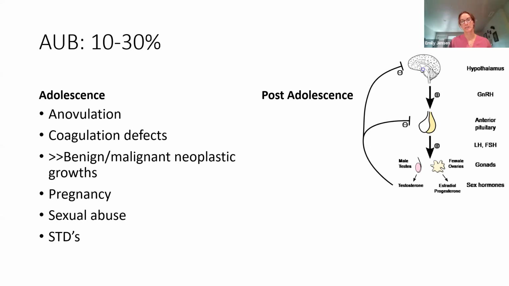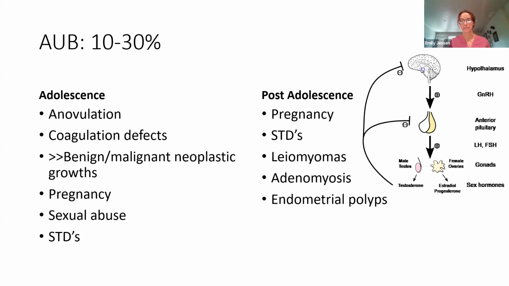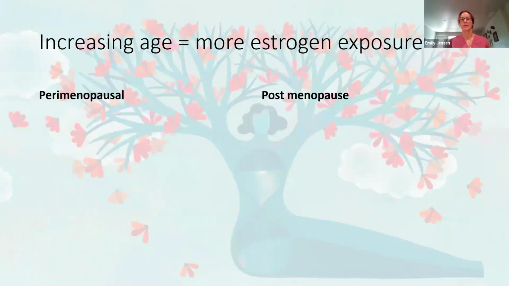Benign is most likely in adolescence versus malignant neoplastic growths, but you always want to rule out pregnancy, sexual abuse, and STDs as well. Versus post-adolescence, you're thinking more pregnancy, STDs, leiomyomas, adenomyosis, and endometrial polyps. So based off of their age alone, you should be able to start categorizing in your head which of these might be occurring so you can work up more effectively and efficiently for yourself.